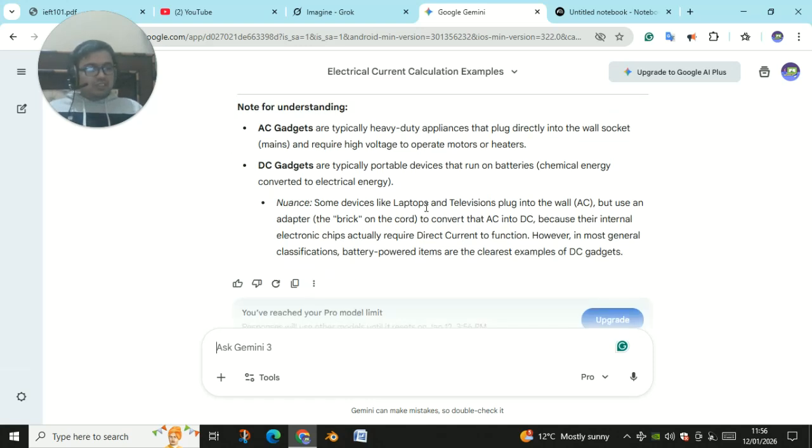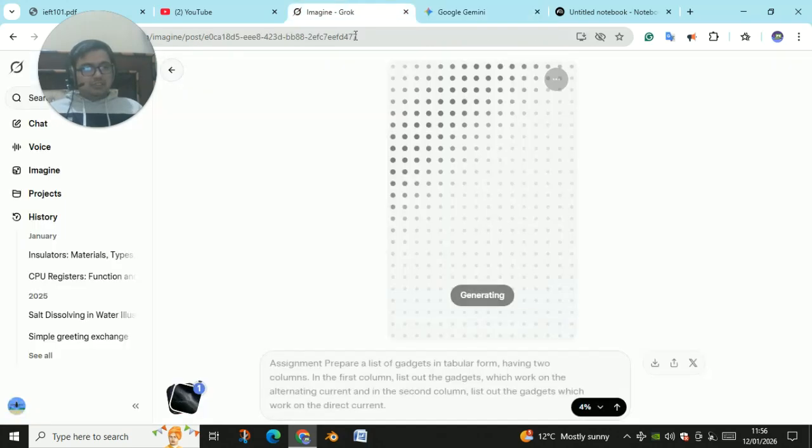Some devices like laptop and television plug into wall AC but use an adapter, like the brick on the cord, to convert AC into DC because their internal electronic chips actually require DC current to function. However, in most general classification, battery power items are the clearest example of DC gadgets.